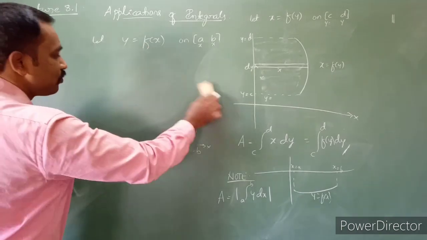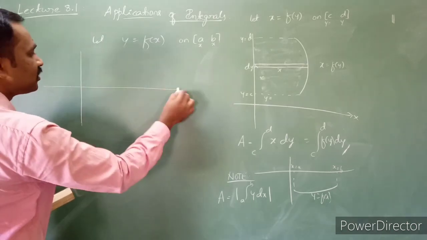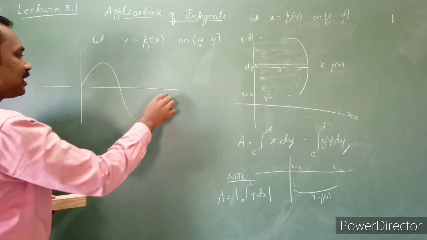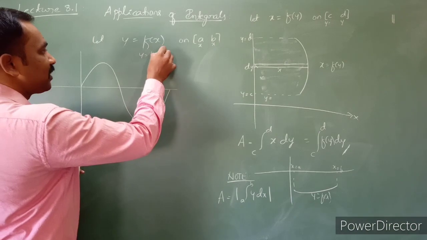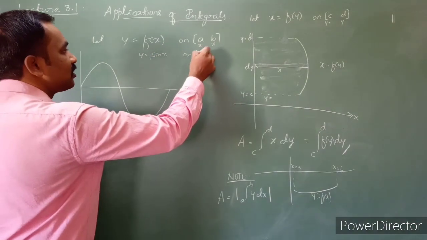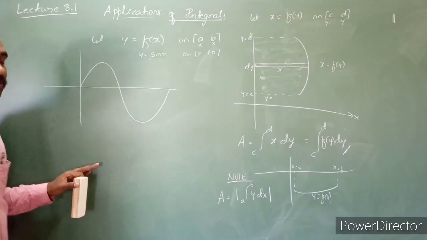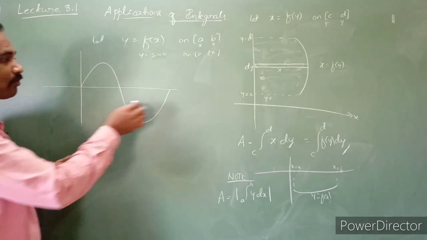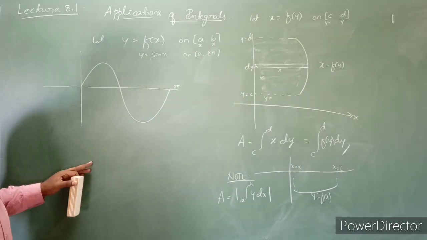Now, one more orientation: y is equal to f of x defined on a closed interval a comma b. For example, if you consider sin x, what happens? The area under the curve from a to b. If they give y is equal to sin x on the interval 0, 2 pi, the endpoints 0 and 2 pi are included. This is exactly the required graph. The sine graph will continue, no problem, but the limit is 0 to 2 pi. In that case, I will find the same thing.